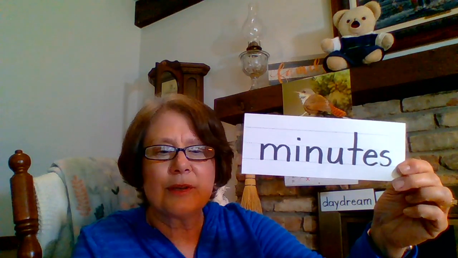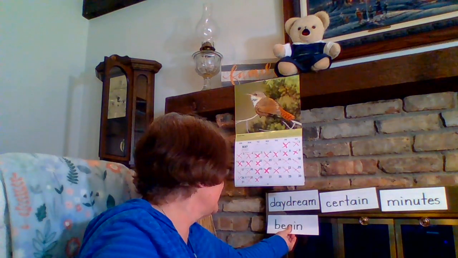Spelling word alert, certain. I am certain the sun will come out again. Another spelling word alert, minutes. There are 60 minutes in an hour. Oh, I've got to turn my computer a little bit so that you can see minutes. There it is. Begin. You know that word too as a spelling word. Begin. I will begin the vocabulary story soon.